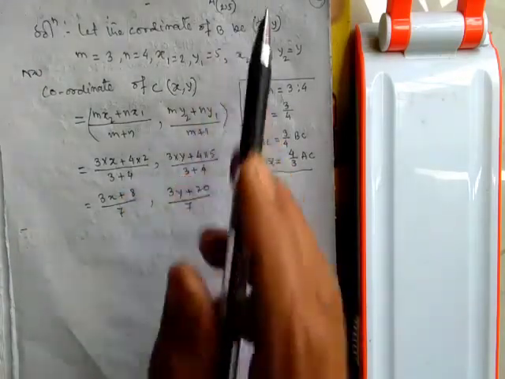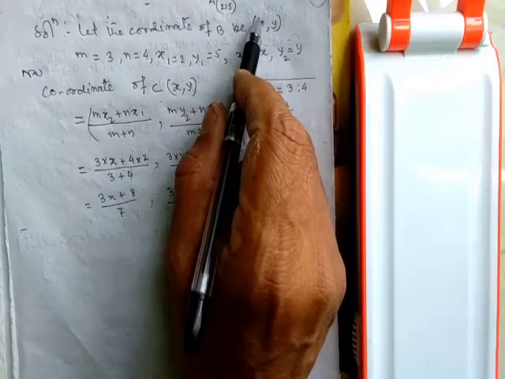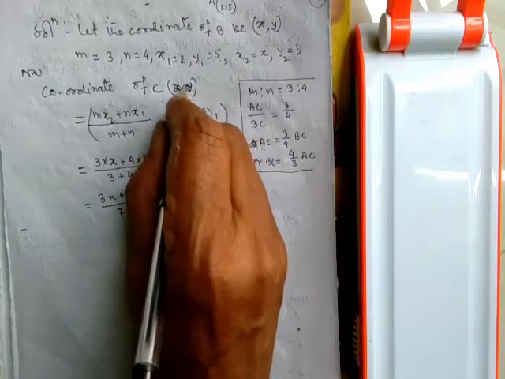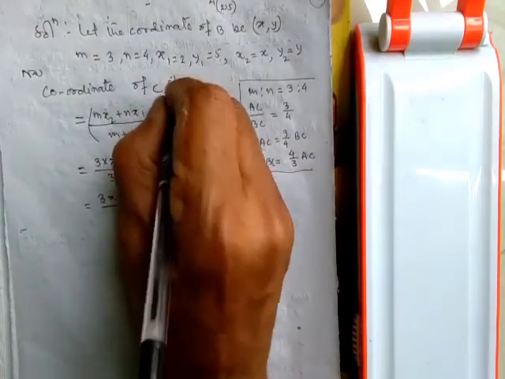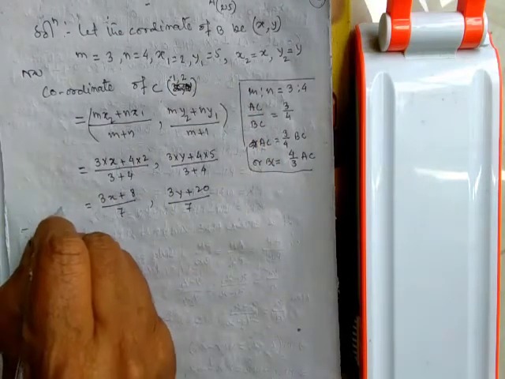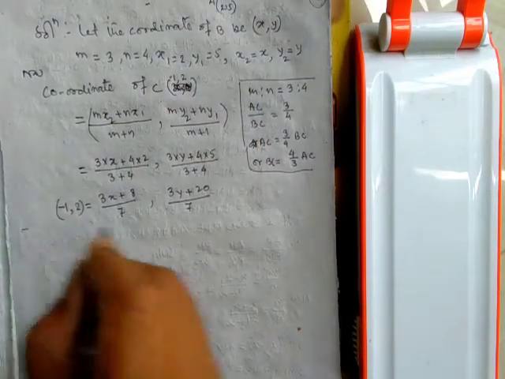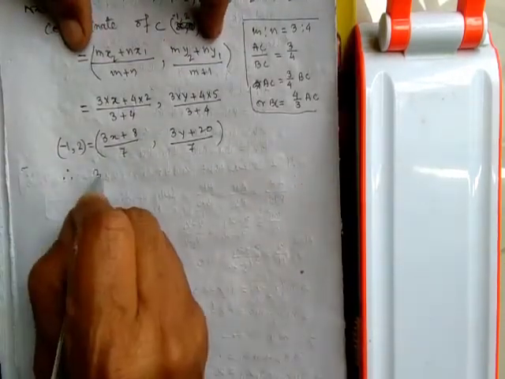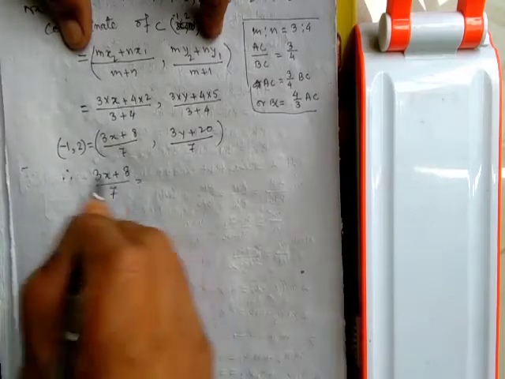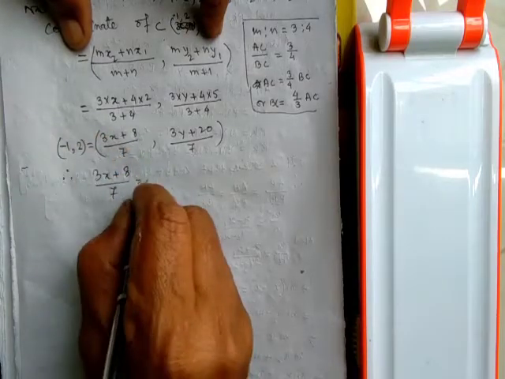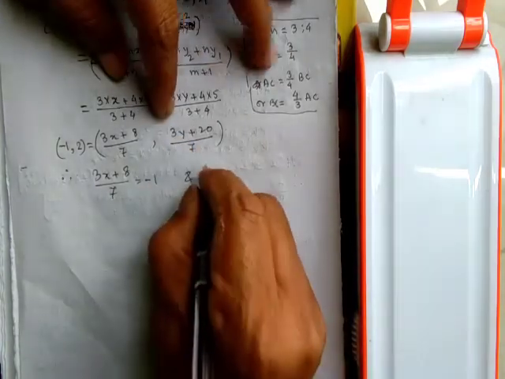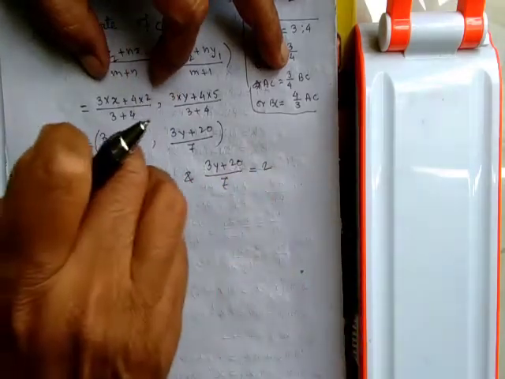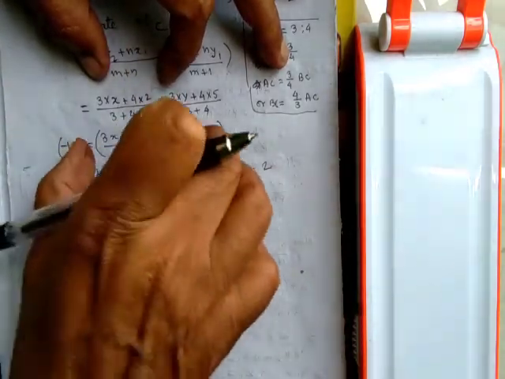So what is the coordinate of C? Coordinate of C is (-1, 2). So (-1, 2) is equal to this much. Now we will equate. Therefore (3x plus 8) by 7 is equal to minus 1, this is x part, and (3y plus 20) by 7 is equal to 2.